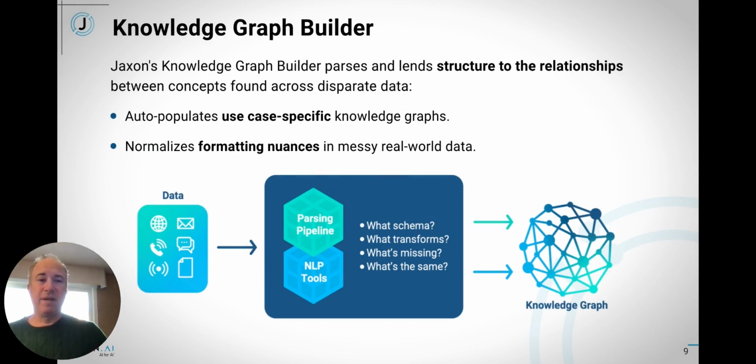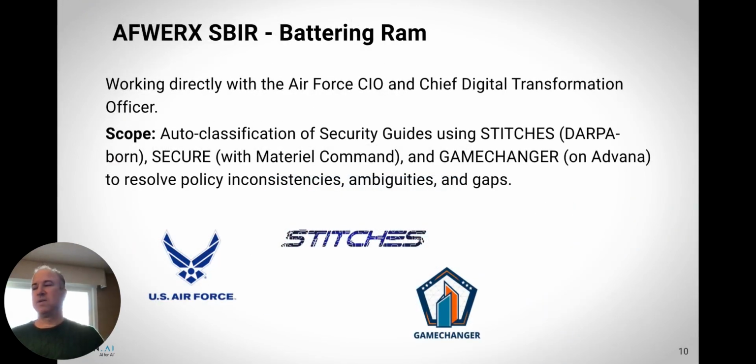Building this knowledge graph takes some time. You do need to understand the schema. You do need to understand the ontology that you're working off of. But fortunately, AI can help with this process, and the techniques and tooling that we've created at Jaxon also expedites this process. Once the knowledge graph is built, then you can lean on it for application-specific use cases.